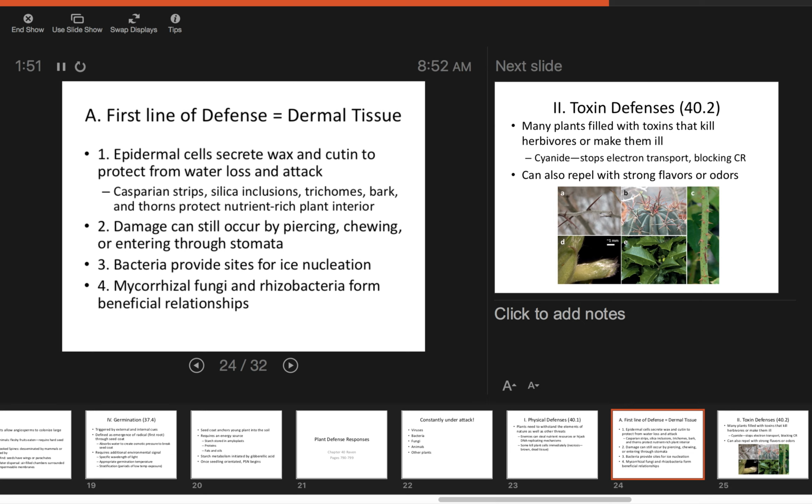Bacteria provide sites for ice nucleation. So if there's enough bacteria and all of a sudden temperatures start to drop, ice crystals will form, and that causes necrosis in plant tissues. We also have mycorrhizae fungi and rhizobacteria that can usually have good relationships. They increase the absorption or they help bring in nitrogen, so the plant can use nitrogen to build more compounds for itself.